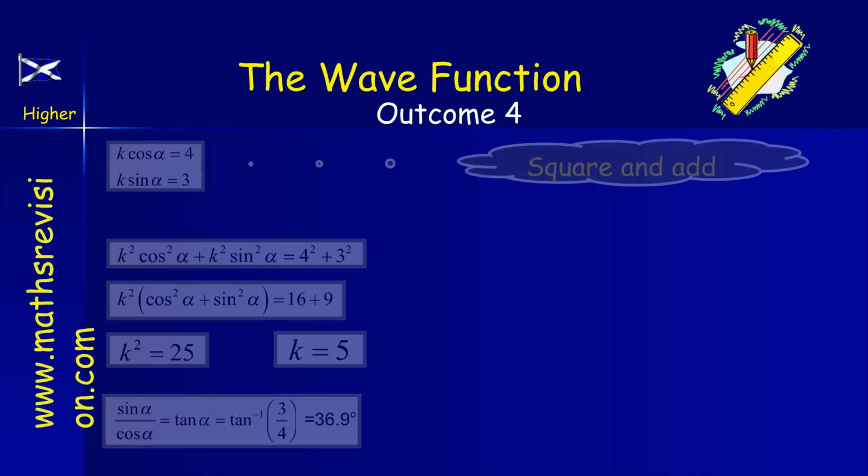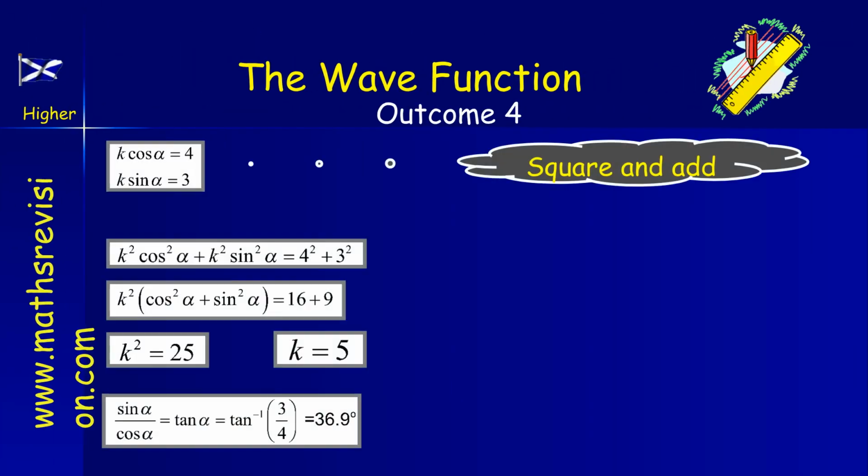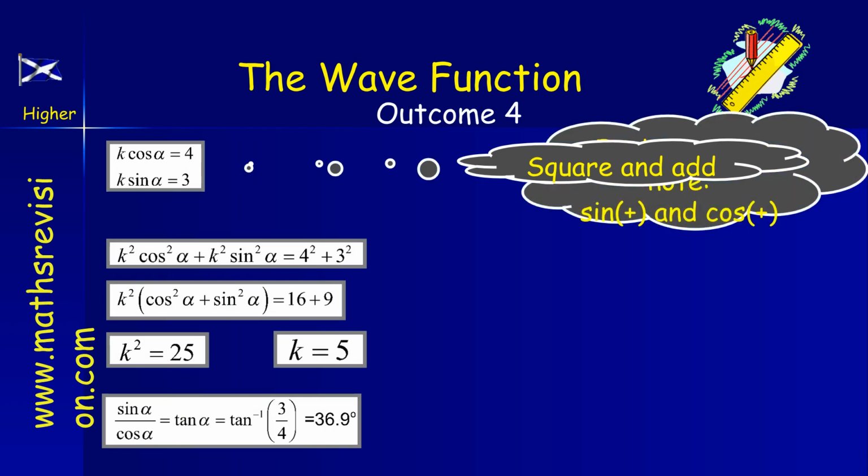To solve these equations, we square and add the two equations to find k. Then, we determine alpha using the tangent ratio, paying close attention to the signs of the sine and cosine components to place alpha in the correct quadrant.